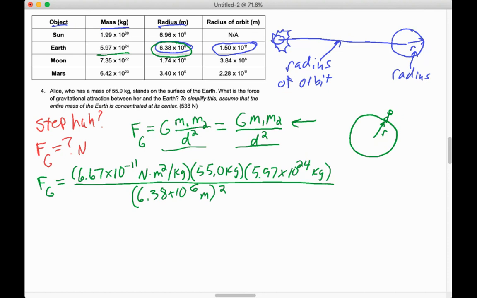You've got to learn something about the calculator. You'll be using it a lot in this chapter, so just learn it the right way and get good at it. So F sub g is equal to, how do we get this whole thing into the calculator?